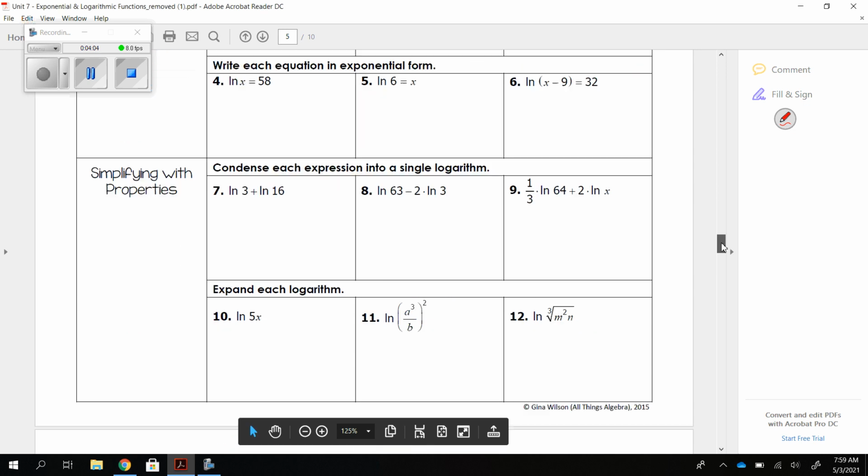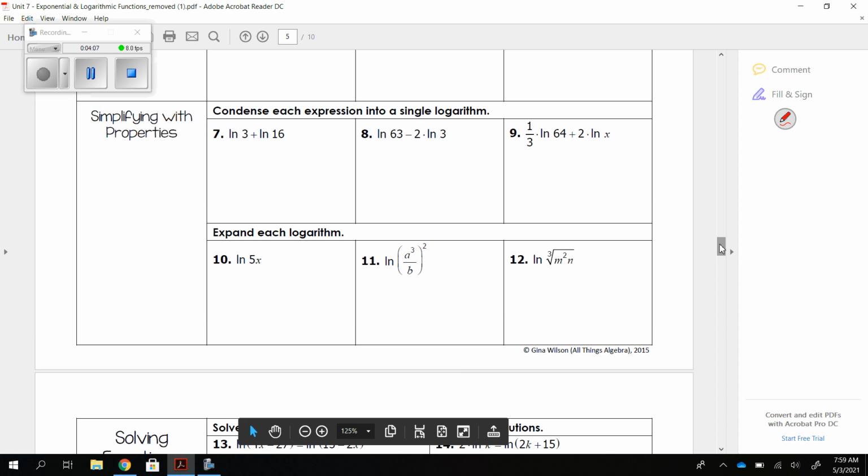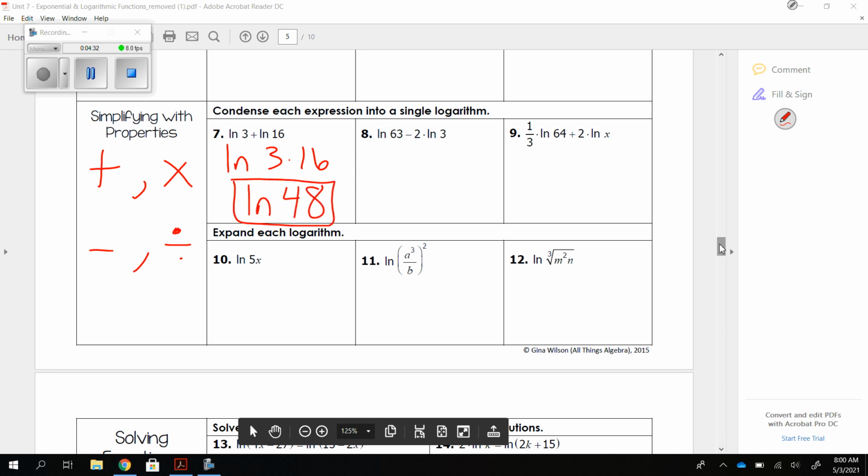Now moving on, simplifying with properties. It's the same as what we did before. Plus really means multiplication, and minus really means divide. Looking at number 7, it says ln 3 plus ln 16. That's really ln of 3 times 16. 3 times 16 is 48, so ln 48. And that's it. See how quick that was? That's how we condense. We make it smaller. We started with ln 3 and ln 16, and we ended up with ln 48.